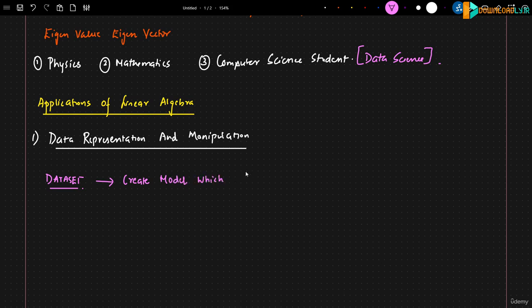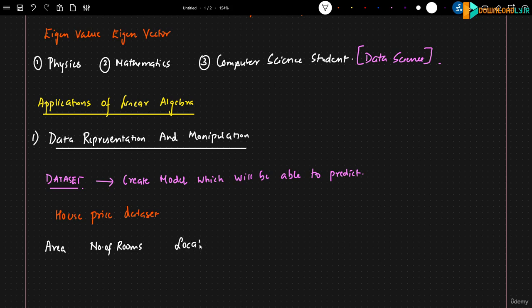So let's consider this as an example. Let's say the data set that I'm going to take is something called a house price data set. In this house price data set, let's say I have some features like the area of the house, the number of rooms, a third feature called location, and finally, my output feature will be the price.